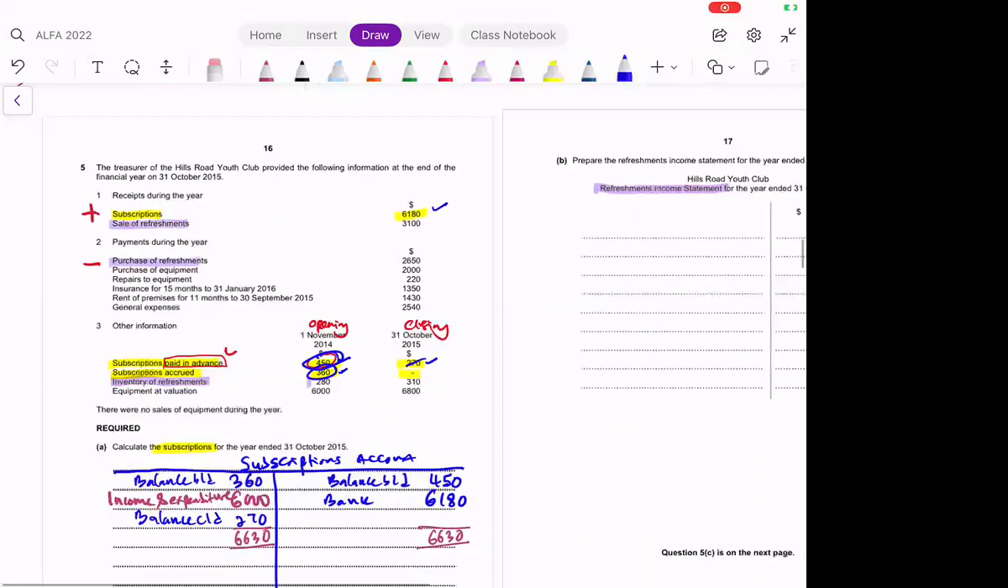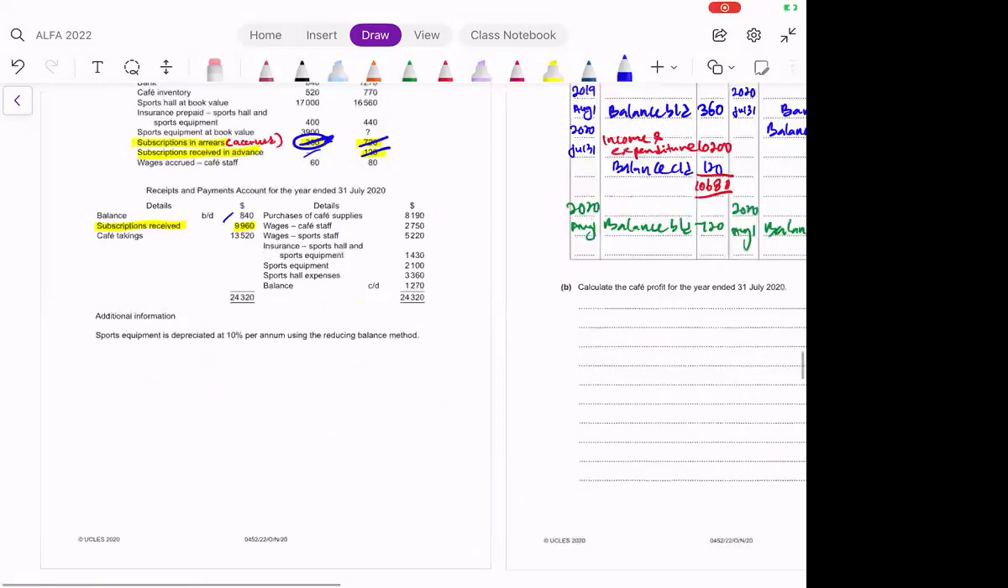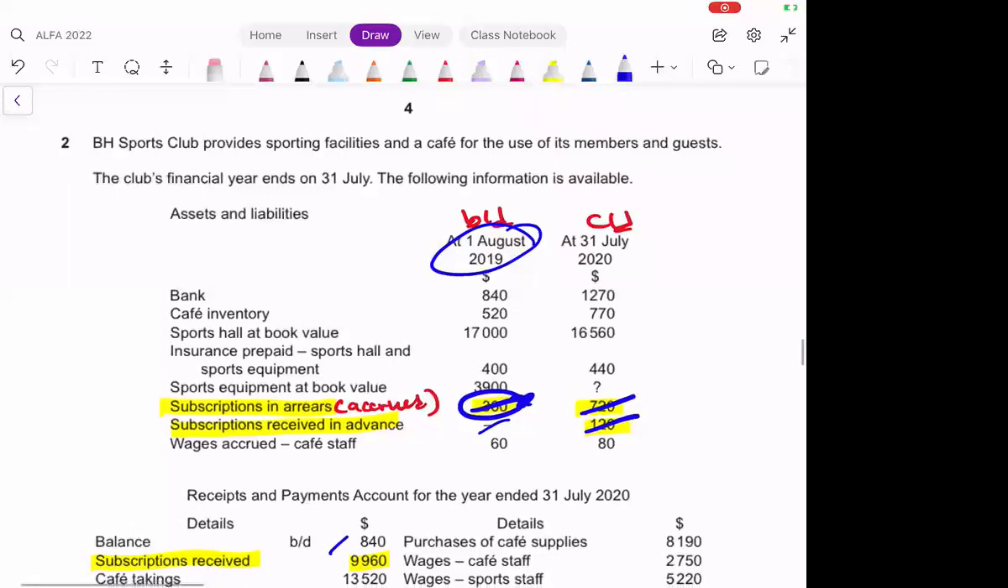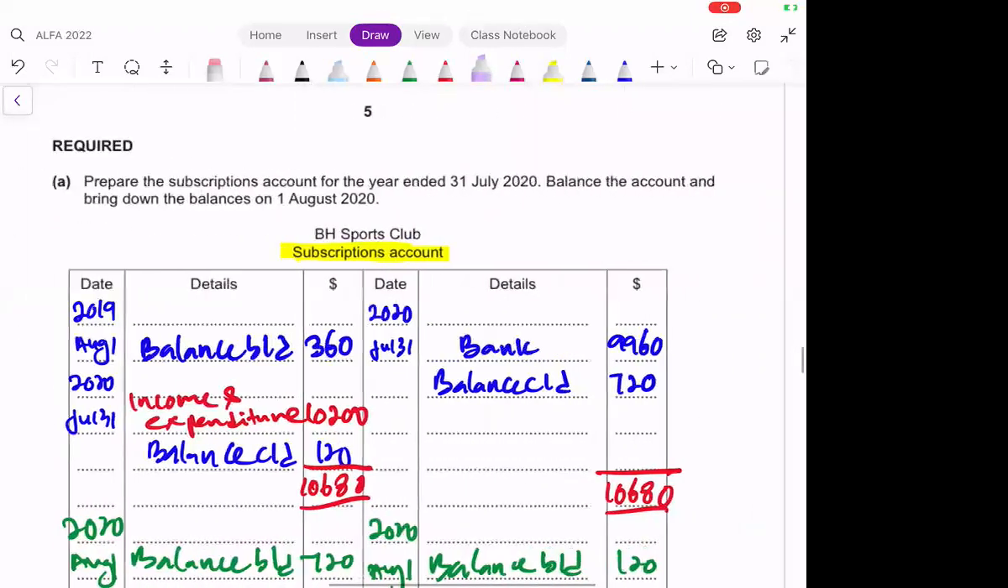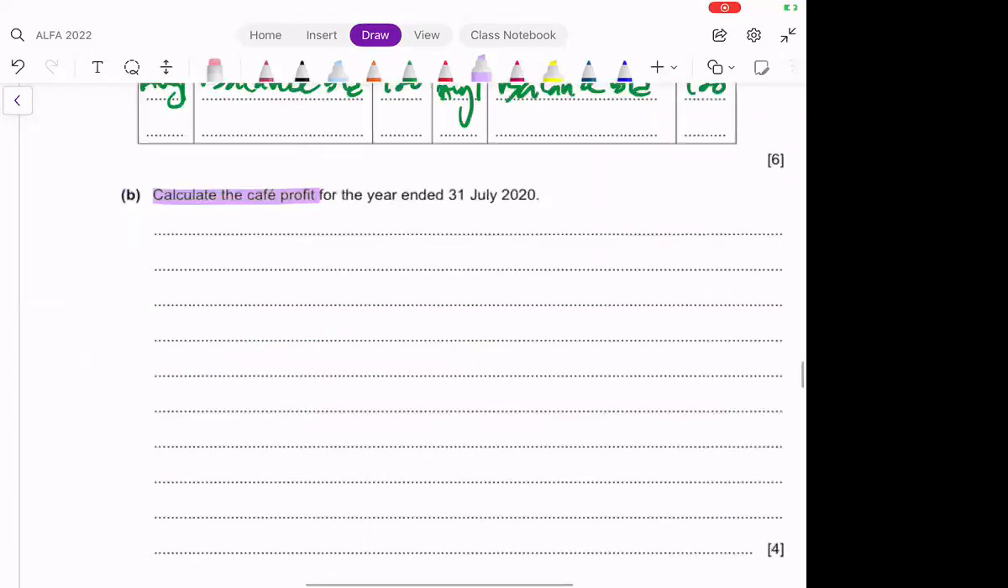Let me check. Do we have another income statement? Yes. Next question. Can you go to the BH Sports Club? Same thing. You are going to calculate the cafe profit. If the question says calculate, you still need to do the income statement. Even though the question says calculate, the cafe profit will be calculated inside the income statement.